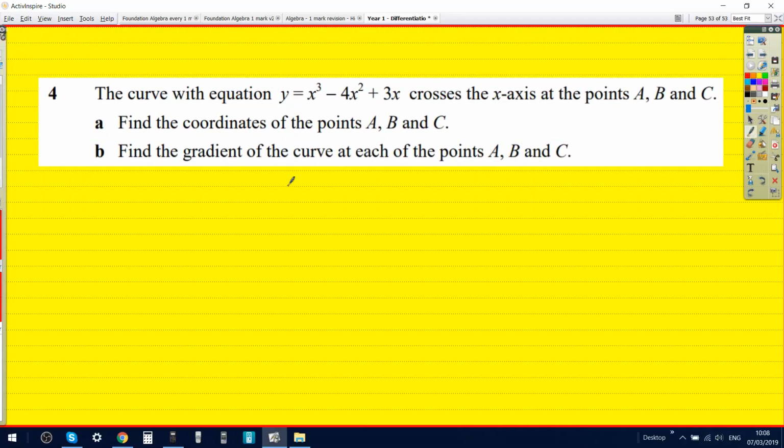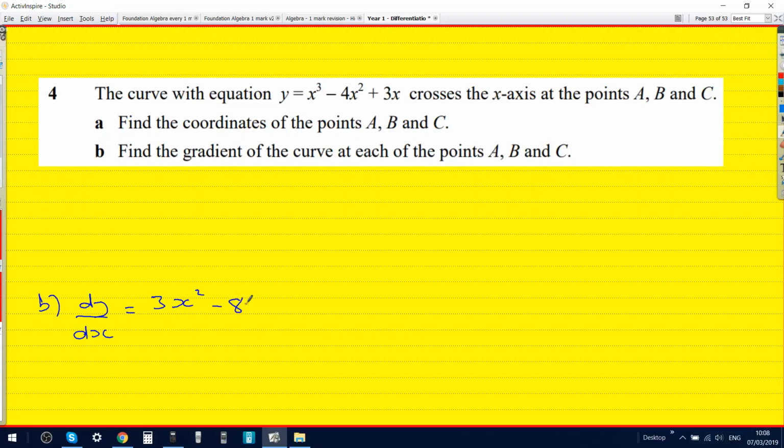Cheers. A curve with equation y equals x cubed minus 4x squared plus 3x. I'm going to differentiate first, to get 3x squared minus 8x plus 3. Part A just said find the coordinates of A, B, and C. I'm not sure how to go about it.